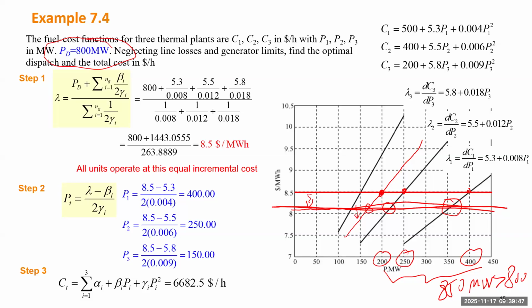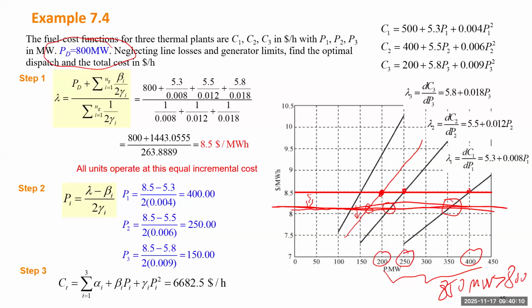But today, each generation owner needs to report this curve, and the system operator, which is the independent system operator, called ISO or RTO, as we learned in the first section, decides the equilibrium point. They are going to solve the economic dispatch problem.